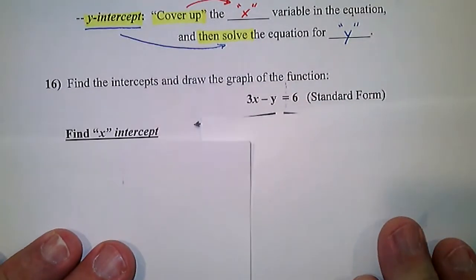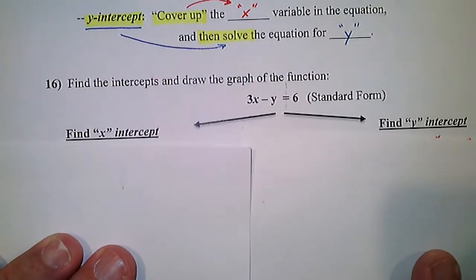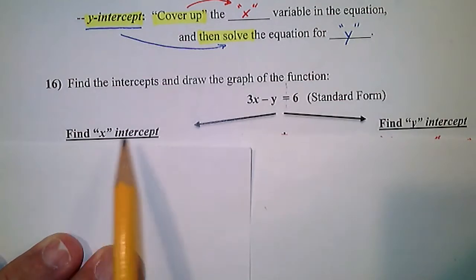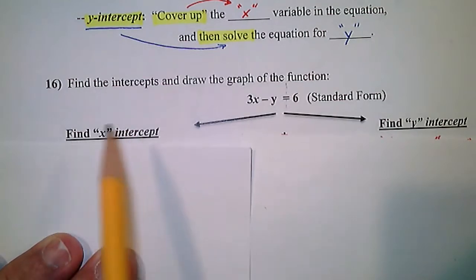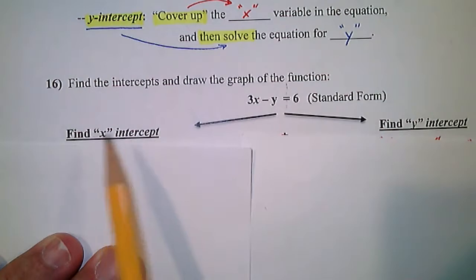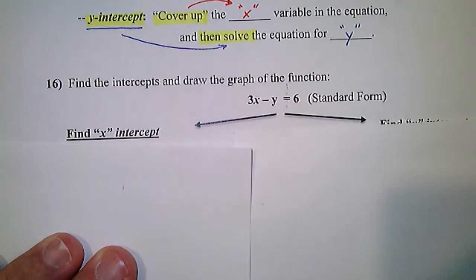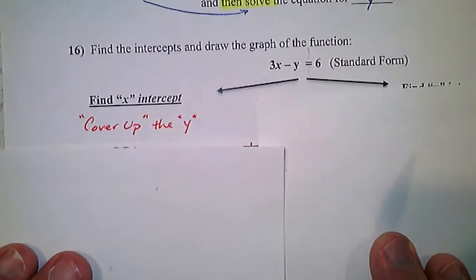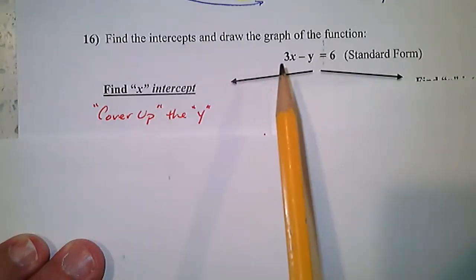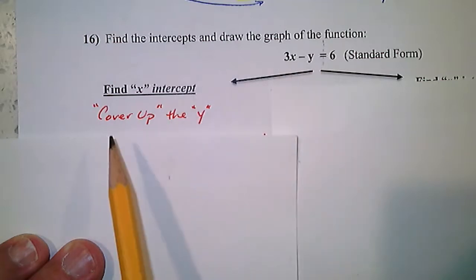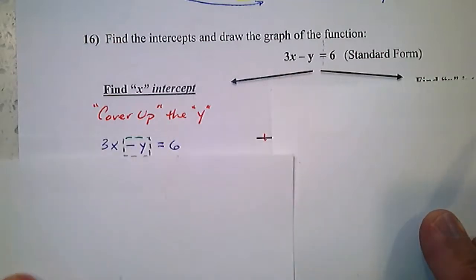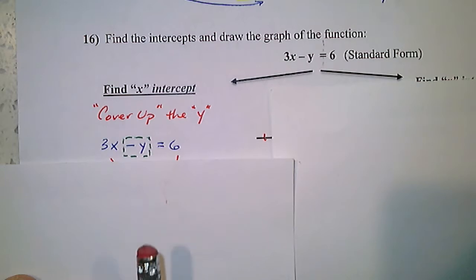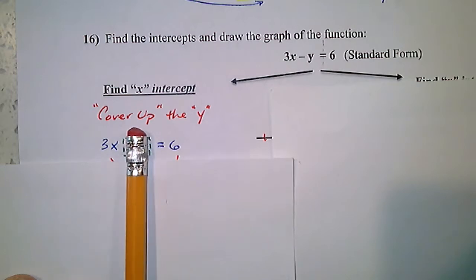We're going to do what we call the cover-up method. If I want to find my x-intercept, remember, I want to cover up the y value. So I'm going to rewrite this right here, but when I get to this point, I'm just going to take my pencil and cover up the y right there.